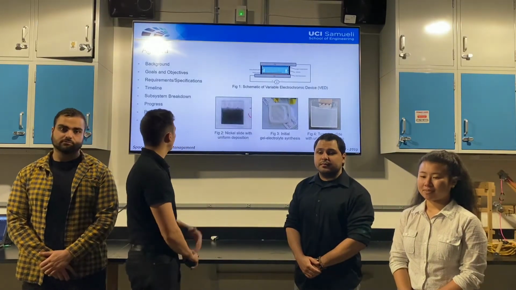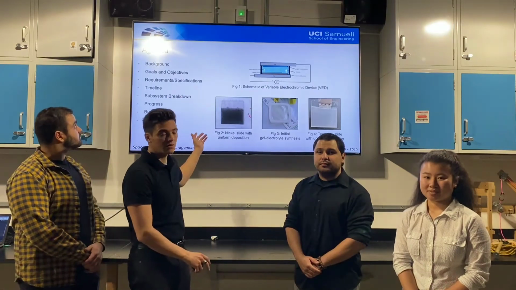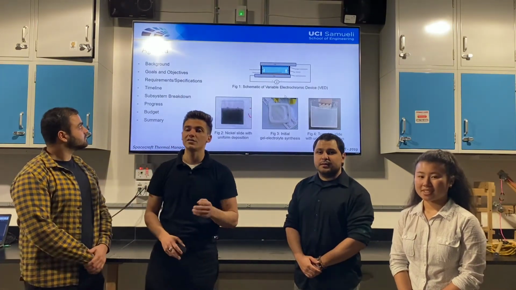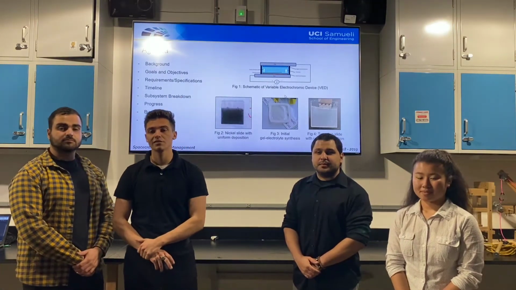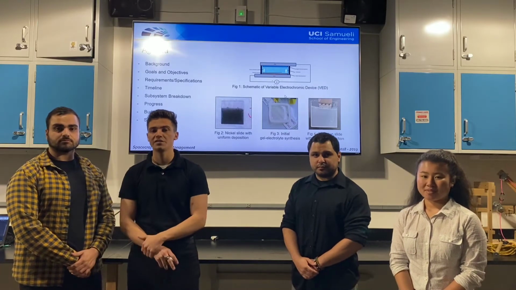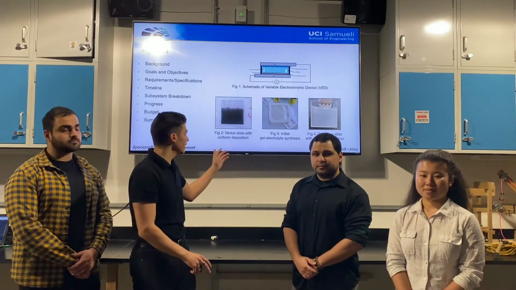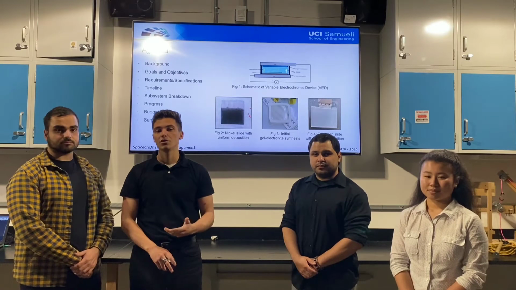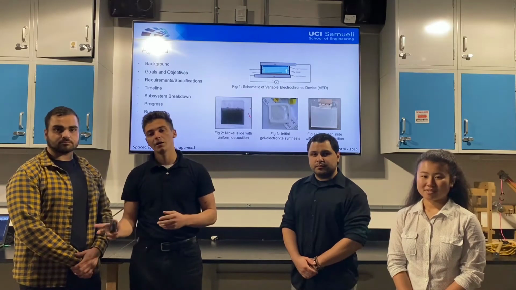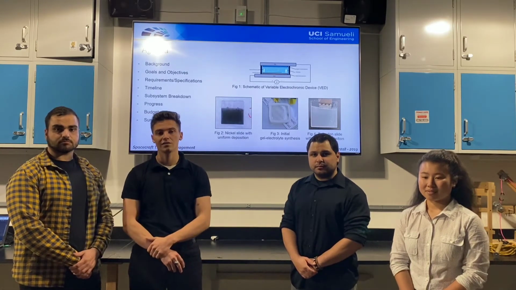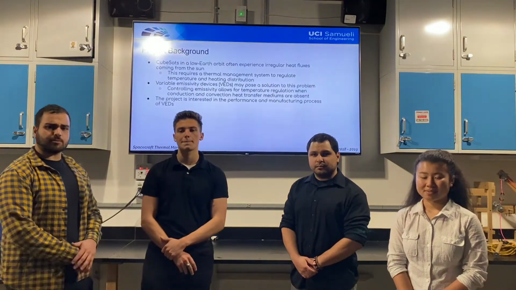This is the agenda for our presentation, and it goes as follows. The top picture is a schematic for our variable electrochromic device. The bottom pictures are physical representations of that schematic. The bottom left is our nickel slide, the middle is our gel electrolyte, and the rightmost picture is our tungsten slide.